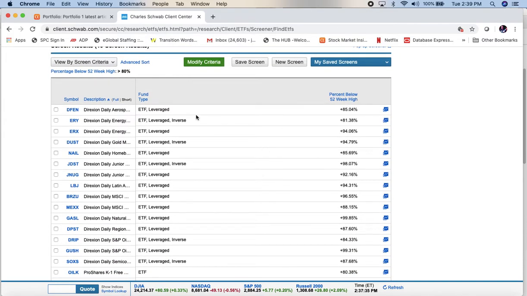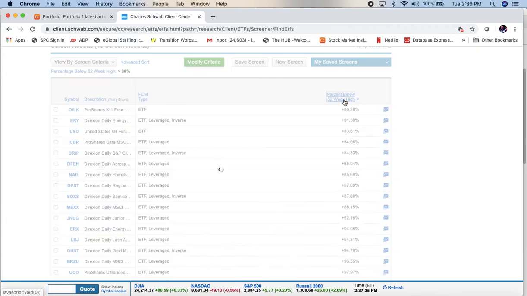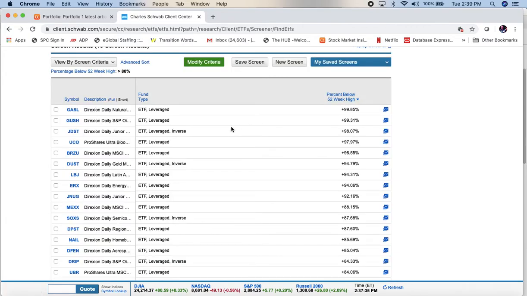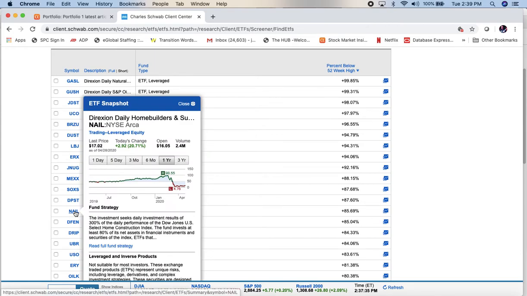And then here's a whole bunch of information on different ETFs. Over here, it shows you the percentage from the 52-week high. You can click on that, so you can sort these by the highest or the lowest. Anyhow, what I want to look at is this one. This is one I actually put in my watch list, and I'll show you why in a few minutes.